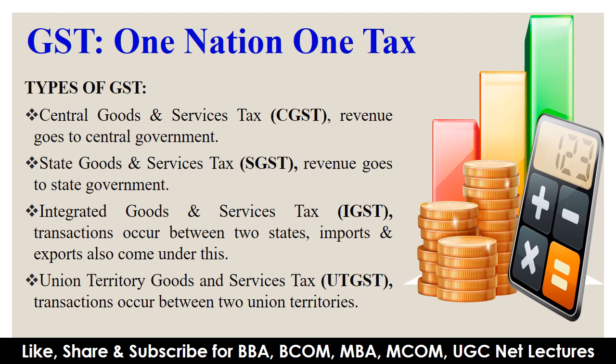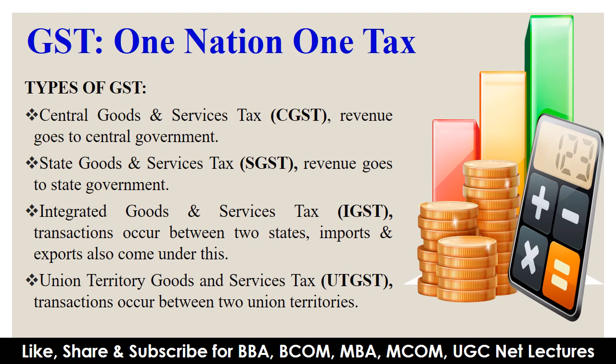So GST is classified basically into three types: the CGST, which is the central goods and services tax, where the revenue collected goes to the central government; the SGST, which is state goods and services tax, where the revenue collected goes to the state government; and the third one is IGST, where the transactions occur between two states. So it is also applicable to the imports and exports. The revenues are shared between the state and the center.